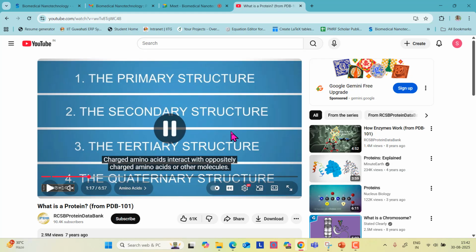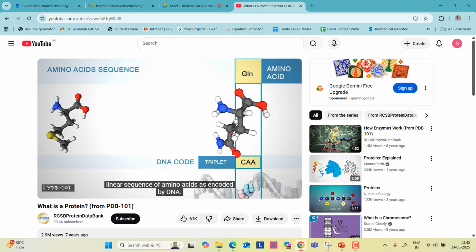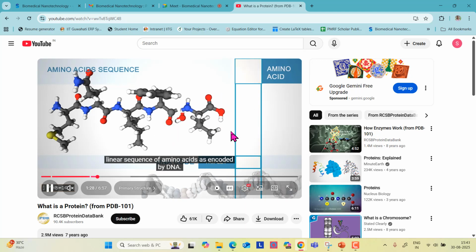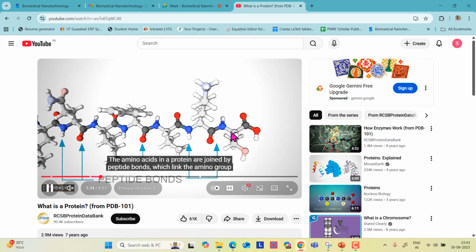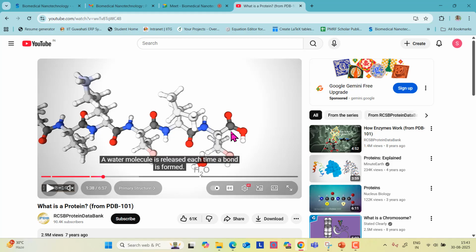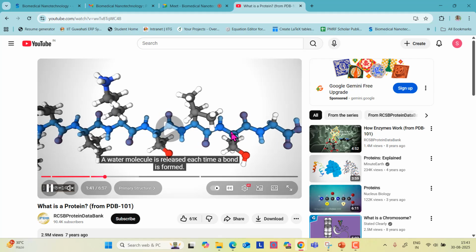So now comes the protein structure: primary structure, secondary structure, tertiary structure and quaternary structure. The primary structure of protein is the linear sequence of amino acids as encoded by DNA. So you can see in the video. The amino acids in a protein are joined by peptide bonds. A peptide bond joins two amino acids. A water molecule is released each time a bond is formed.